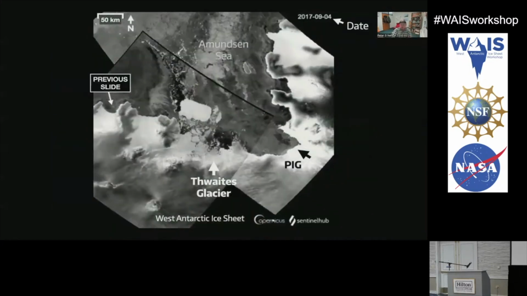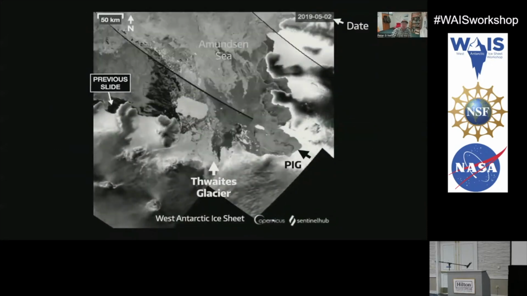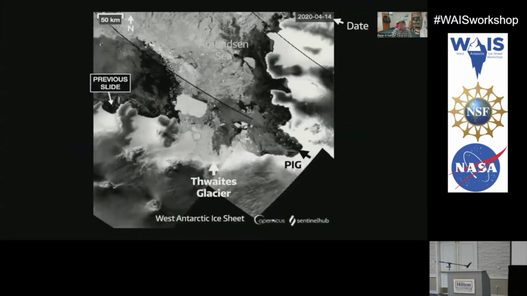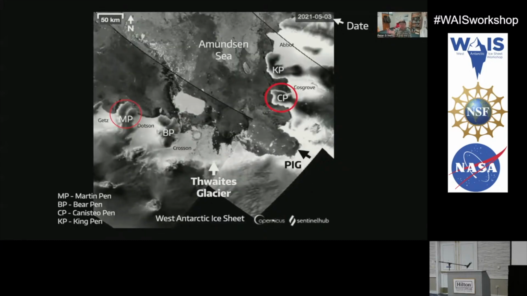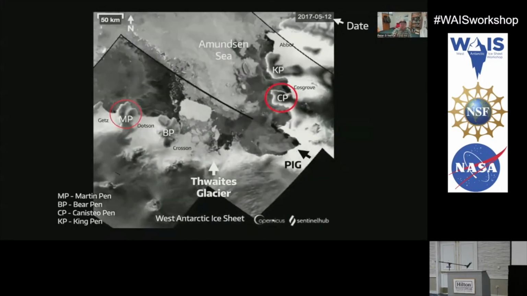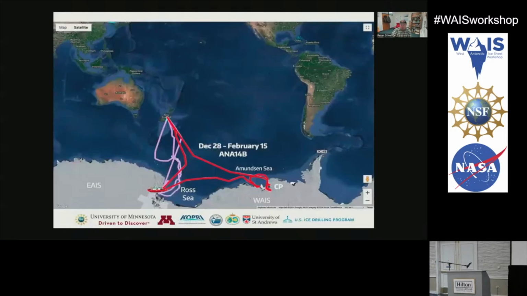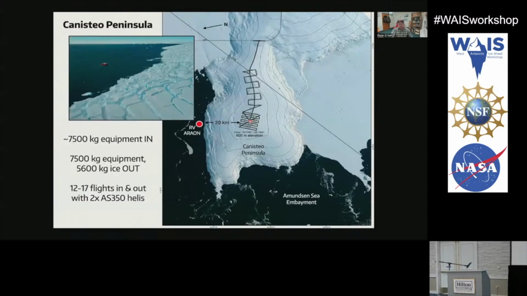So the previous slide was looking there where that arrow is pointing on the left. This is the Sentinel satellite animation of what's going on in the region that we're all pretty familiar with. Canisteo Peninsula is there on the right where we diverted to and collected our cores. So this is the journey we went on, a 55-day cruise with 13 days off the ship for ice coring at Canisteo Peninsula there, the blue dot.